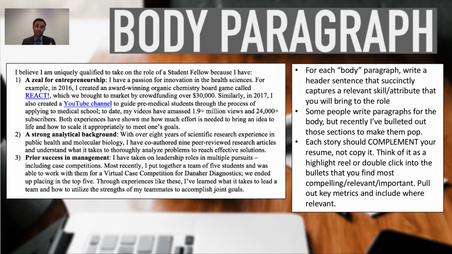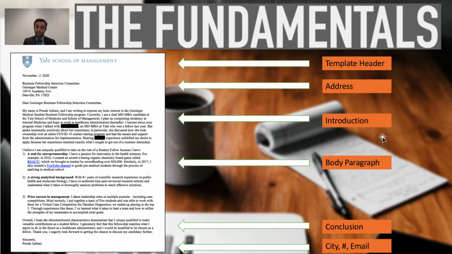So again, here you can see that for each body paragraph, I usually write a header sentence that succinctly captures the skill that I'm going to bring to the role. And then oftentimes bulleted sections work best. And each story that you write underneath the bulleted section should complement that characteristic and often be pulled from your resume. So that brings us to the end of the body paragraph. So we're done with the intro, we're done with the body. Let's now go to the conclusion.